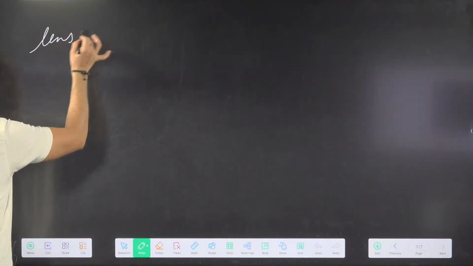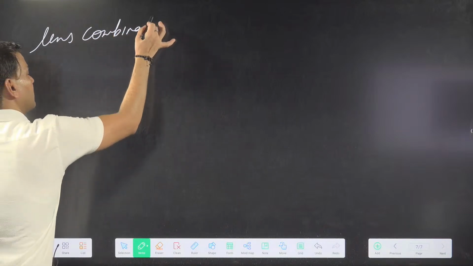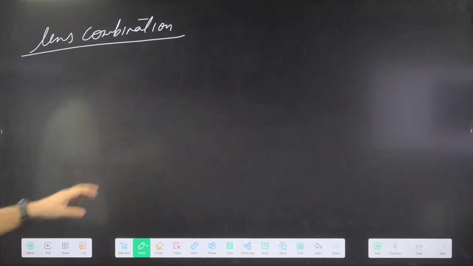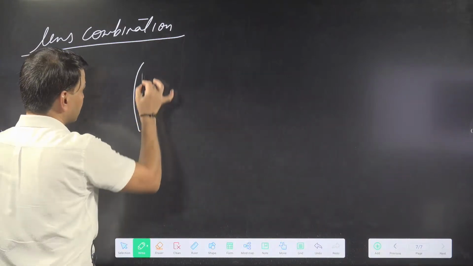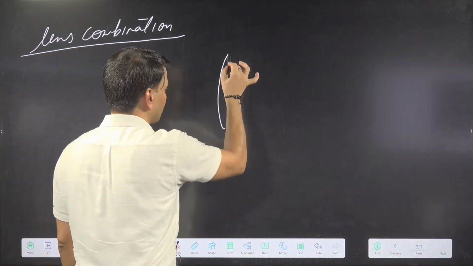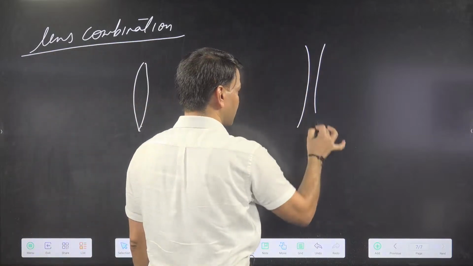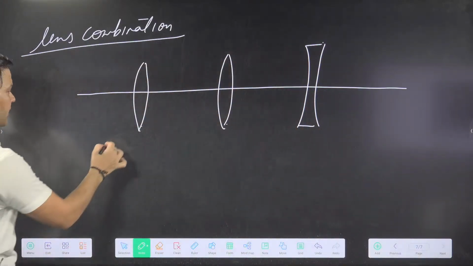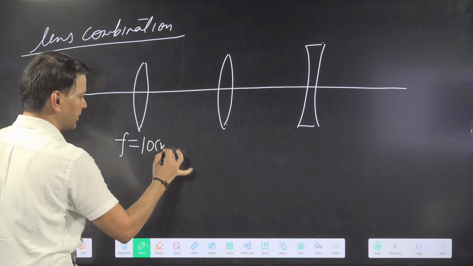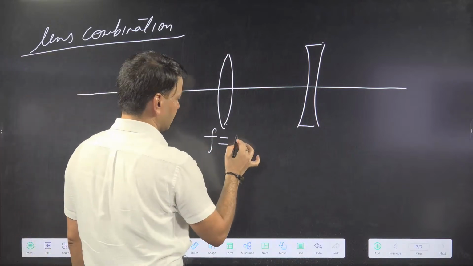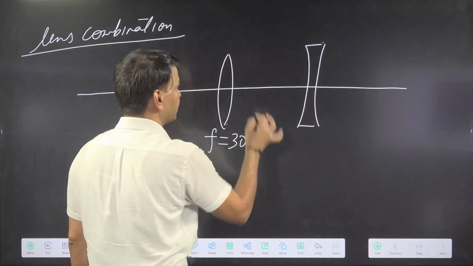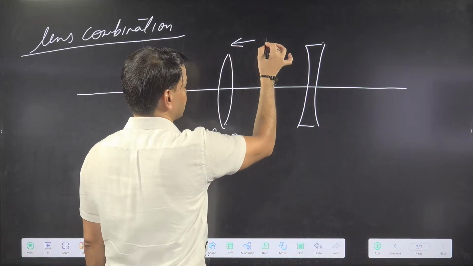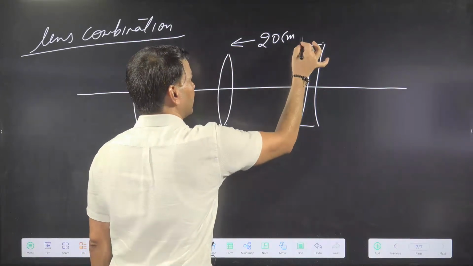Now lens combination. A similar question is in the NCERT. Suppose I am giving two convex lenses and one concave lens. Here the focal length I have given is 10 centimeter, and here the focal length I have given is 30 centimeter. The distance between them I have given as 20 centimeter.